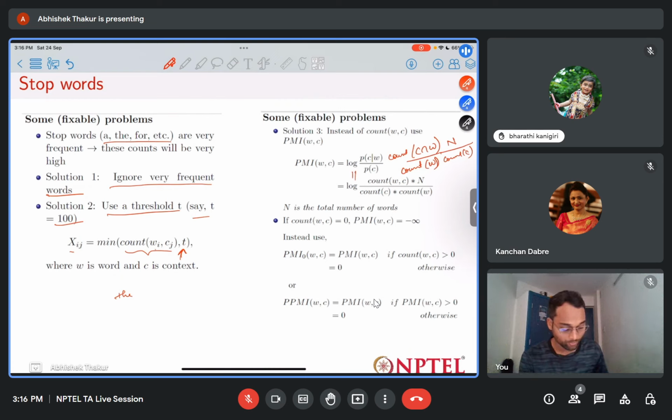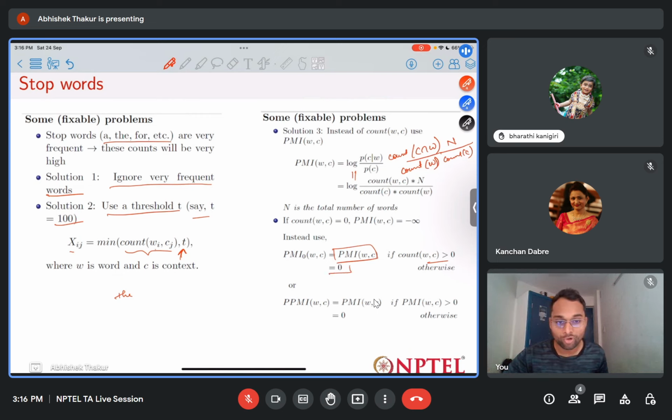So n is the total number of words, and if the count of w comma c is equal to 0, it means the context does not occur with the word together even a single time. In that case, our PMI tends to be minus infinity. So this is one of the problems. So whenever the count is positive, we take the PMI value as it is, and whenever it is negative, we keep it as 0.